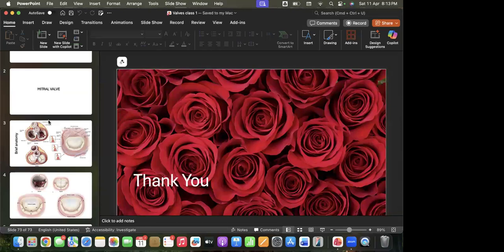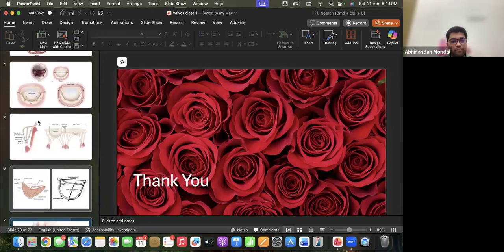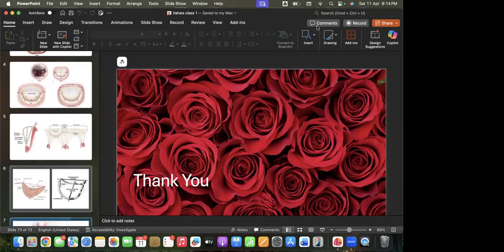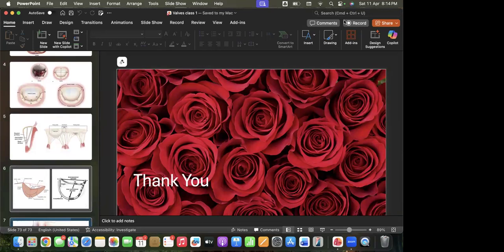So as we conclude, let us remember that TEE is not just about acquiring images, but it is about the understanding of the heart in its most dynamic form. Isn't it right, Dr. Abhinandan? Yes, ma'am. The more we learn to see, the more we can learn to face life. So this basic class and basic knowledge about transesophageal echocardiography is very important to all of us.